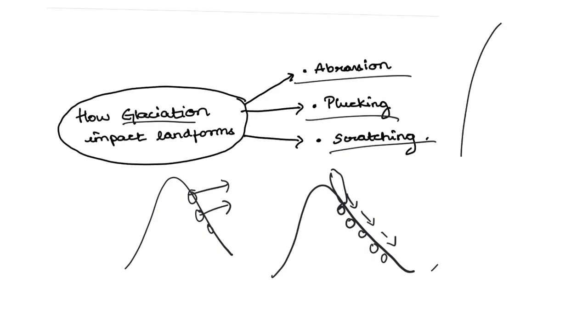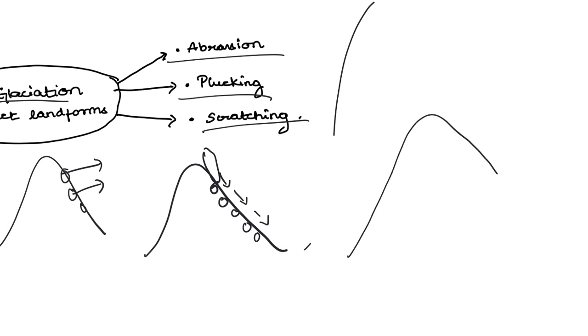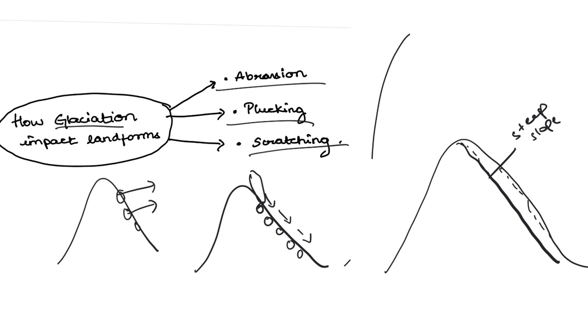So what happens due to plucking, say this is the original size of a mountain, right? When plucking happens, the glacier keeps picking up rocks, isn't it? So slowly a steep slope is formed. A steep slope will be formed. Okay, in this plucking process this will be happening. And now coming to scratching, the third way is scratching. So scratching is way more simple.